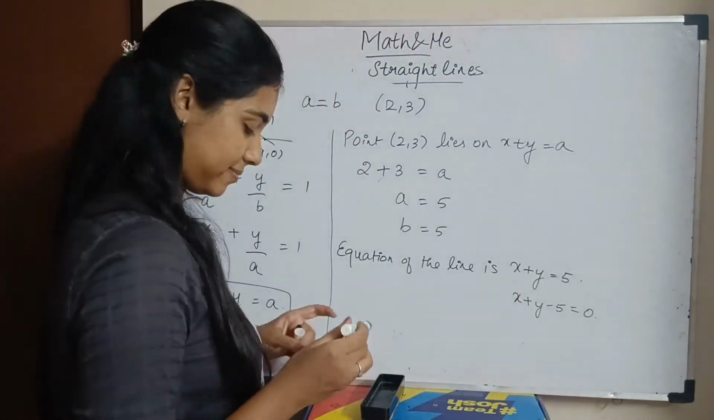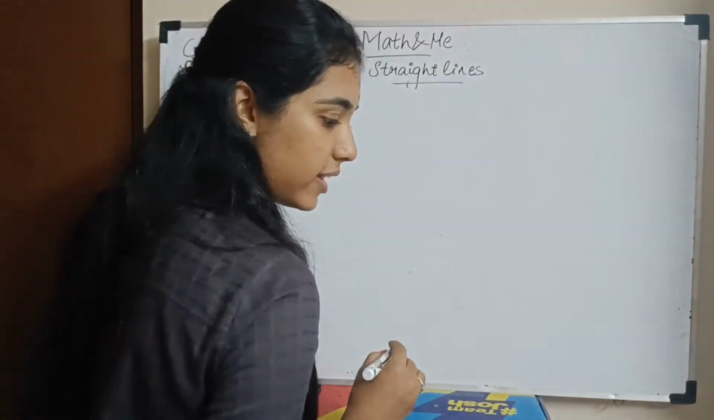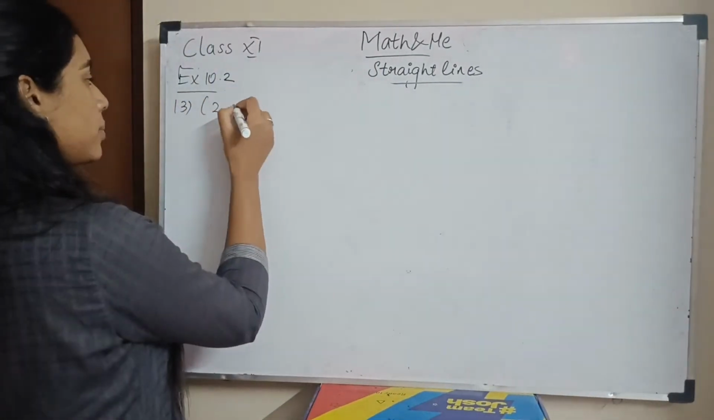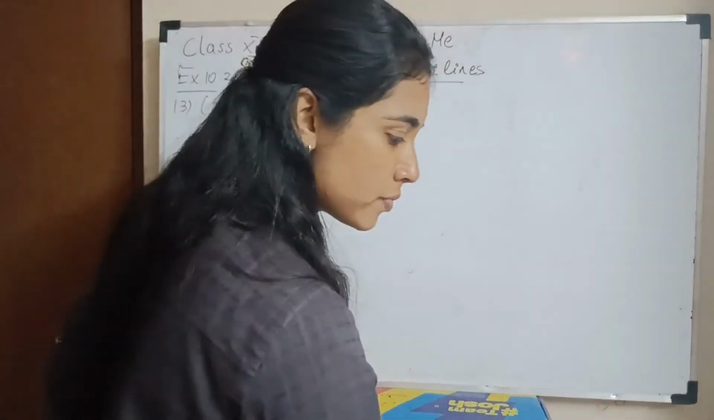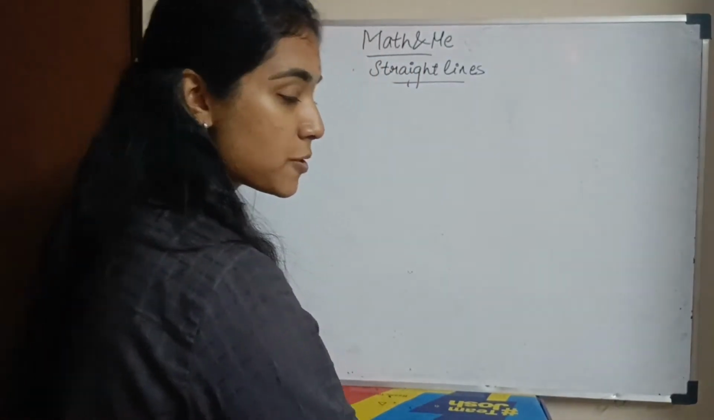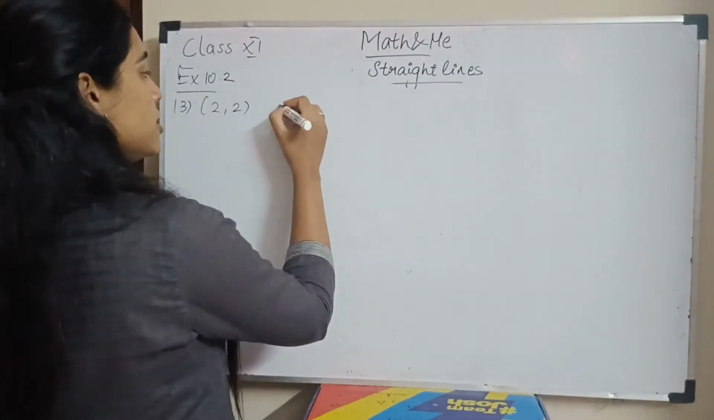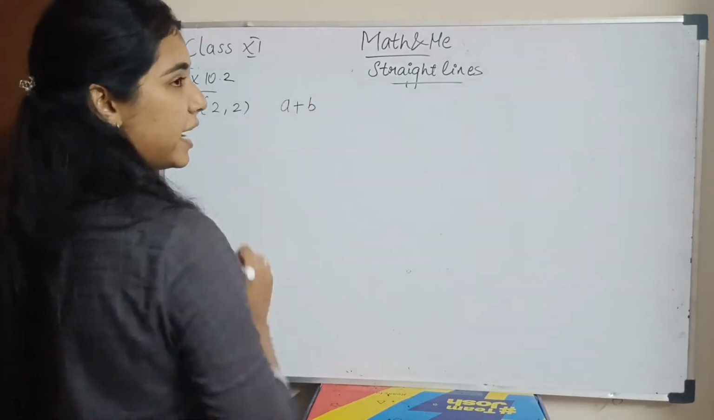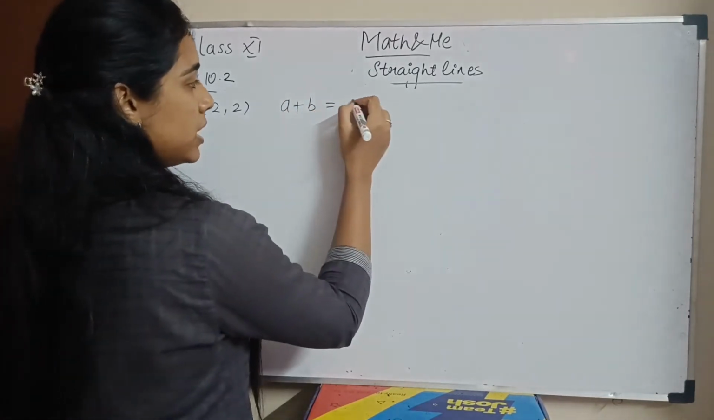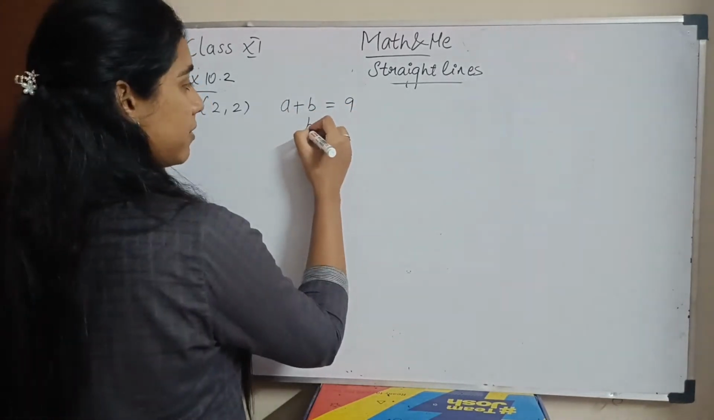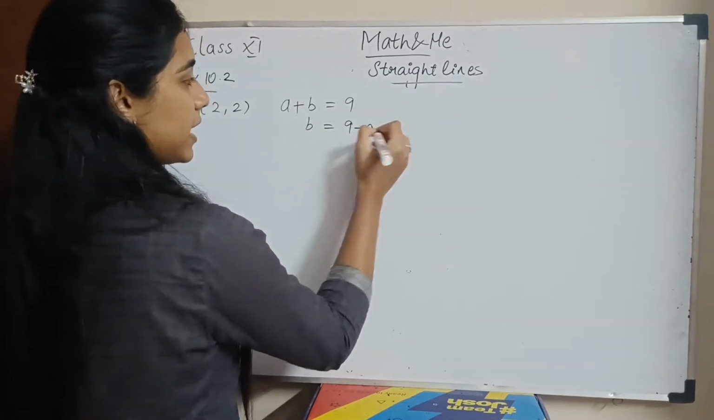Okay. Question number 13. Find the equation of the line passing through the point (2, 2) and cutting off intercepts on the axis whose sum is 9. So the intercepts are basically A and B. They say that the sum is 9. So what do you have? You have B equals 9 minus A.